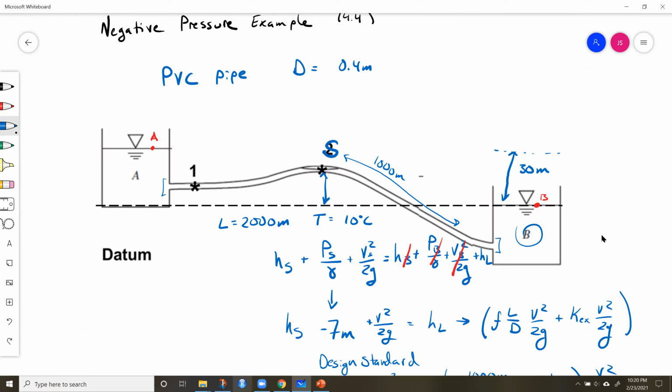Once we calculated the velocity, it wasn't that hard of a problem. We just had to plug in velocity and then our head losses, and then we were able to solve for HS. So we said that HS is 26.1 meters. That means we can elevate that pipe to 26.1 meters above this reservoir elevation to avoid the pressure dropping too negative and getting close to cavitation.